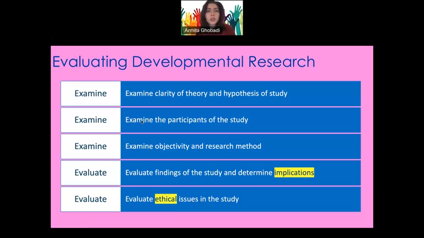Step number 1 is just examining the clarity of theory and hypothesis of the study. Your hypothesis should make sense. It should be feasible. It shouldn't be like some sort of sci-fi theory in your mind, like aliens attacking today. It shouldn't be something crazy. It should have a clear independent variable, dependent variable, and control variable. Everything should be clear, and it should be understandable for other research members as well.